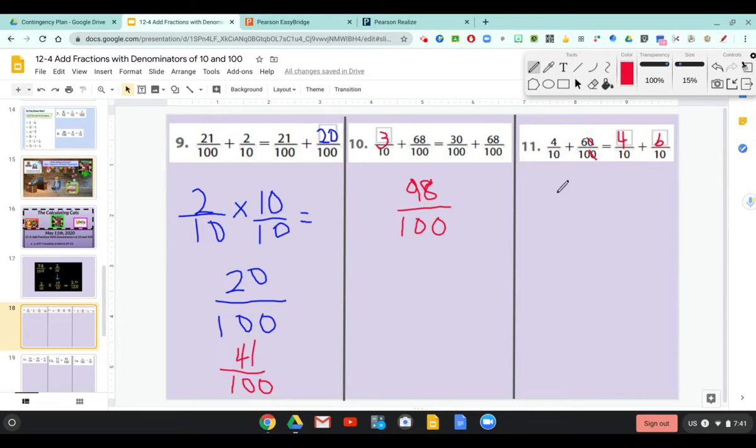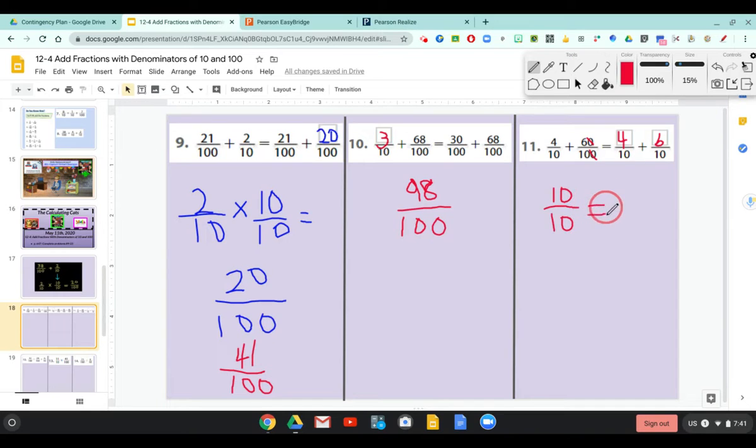And 10 tenths, everyone, when the numerator is the same as the denominator, what can we rewrite that as or rename that as? You got it. We can rename that as 1 whole. Okay, so the answer to number 11 was 1 whole.